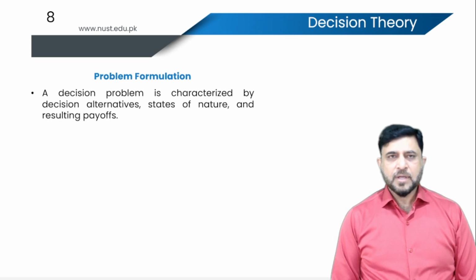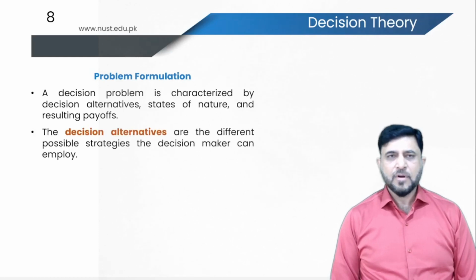Okay, let's see how a problem is formulated. A decision problem is characterized by decision alternatives, states of nature, and resulting payoff. So these are three basic things which form a problem. What are they? Alternatives, states of nature, and resulting payoffs. First of all, decision alternatives. They are the different possible strategies the decision maker can employ. So, how many possible strategies are there? These all are decision alternatives.